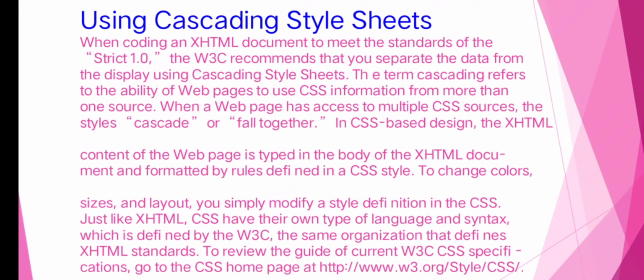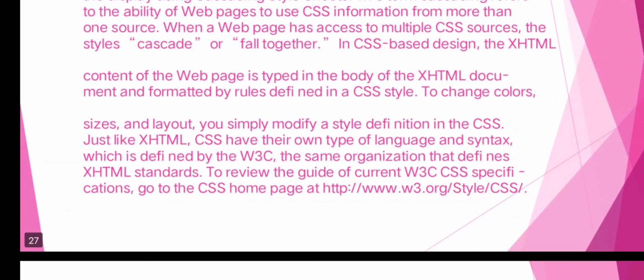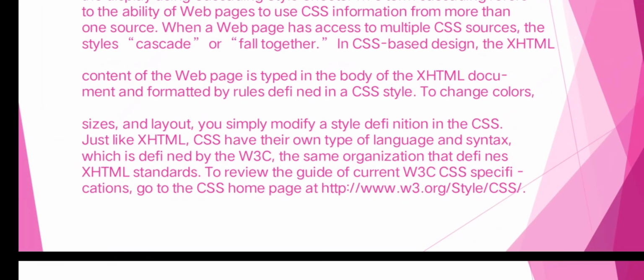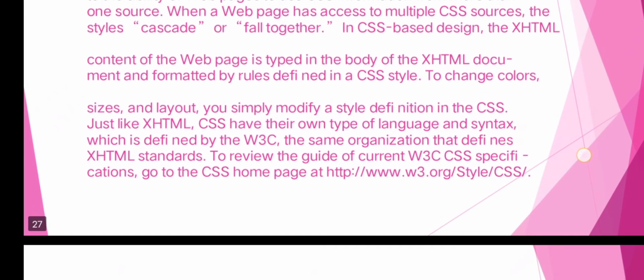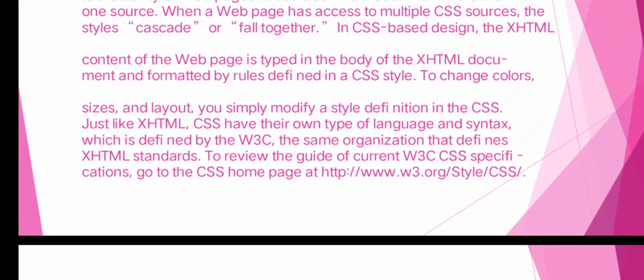The XHTML content of the web page is typed in the body of the XHTML document and formatted by rules defined in CSS style. To change colors, size, and layout, you simply modify a style definition in CSS. Just like XHTML, CSS has its own type of language and syntax, which is defined by the W3C, the same organization that defines XHTML standards.